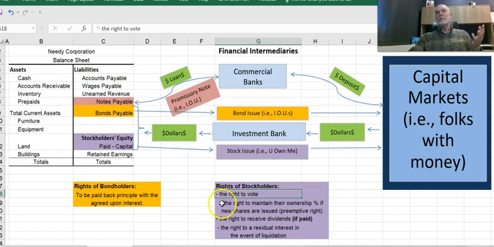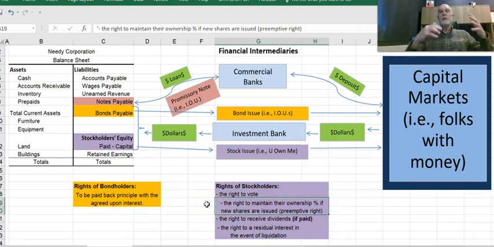Another right you have is what's called the preemptive right, which means you have the right to maintain your ownership percentage. So let's say, back to that example, that you own a little more than 50% of the stock. Well, if the company issues more stock, you have first dibs on your 51% of the new stock in order to maintain your ownership percentage. That way they can't sneak over here and issue more stock and just eat into your percentage of ownership.